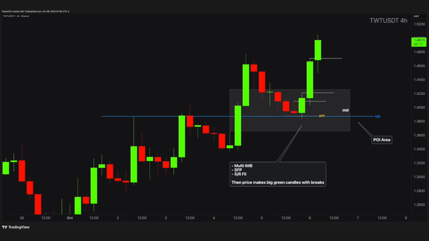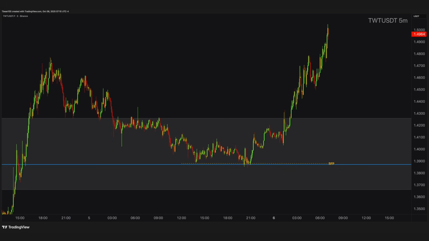And when you zoom in even further to lower time frames like the 5-minute chart for example, the price action becomes crystal clear. Right at our POI area, the market structure flips, and then multiple breakout structures follow, pushing the price higher and higher, starting a solid uptrend in the lower time frames.